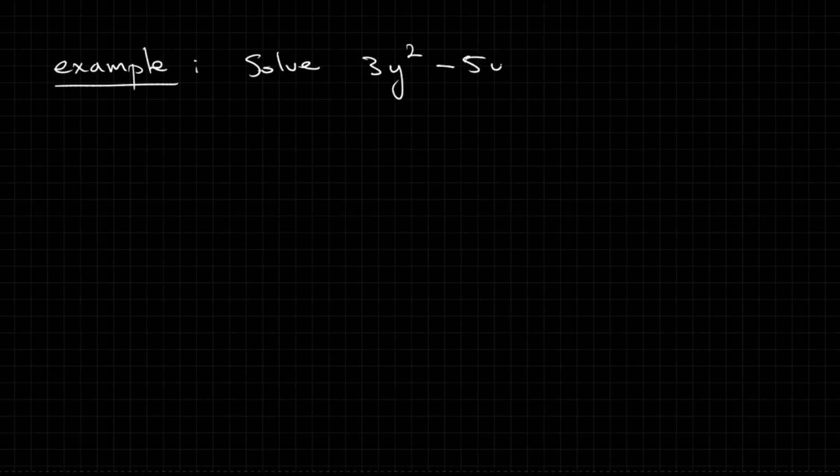Now let's take a look at another method of solving quadratic equations called completing the square. And in order to describe the steps in using this method, I think we'll go through an example. So let's go ahead and solve the quadratic equation 3y squared minus 5y minus 2 equals 0.